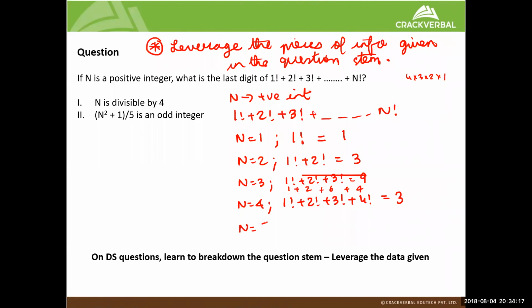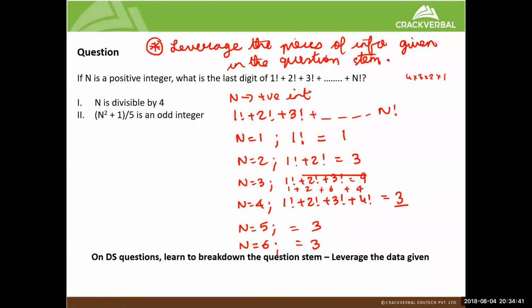And I know for a fact now, for any value that I take beyond 5, the unit digit is always going to remain 3. Because for n equal to 4, it would be 1 factorial plus 2 factorial plus 3 factorial plus 4 factorial, which all add up to give me a unit digit 3.